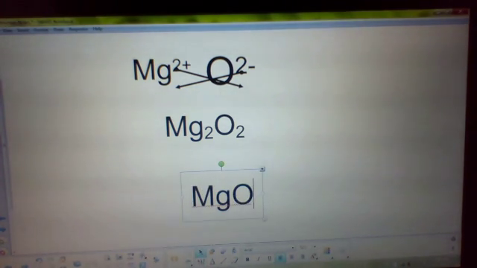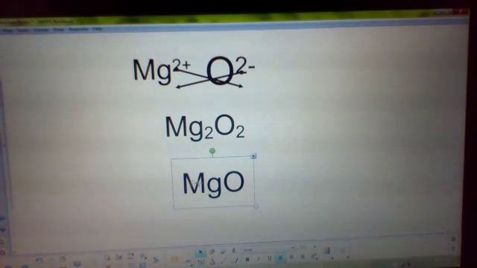Now, will I count you down if you put Mg2O2? No. But when you get to the larger ones, it's going to be much easier if you can eliminate some subscripts. So that's how we write binary ionic compounds.